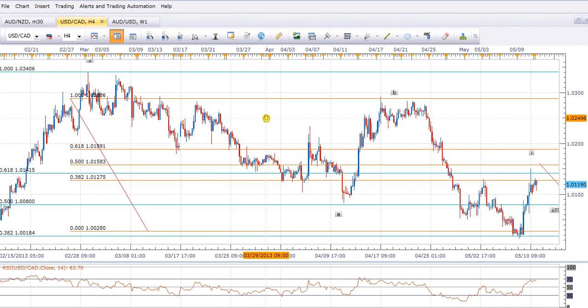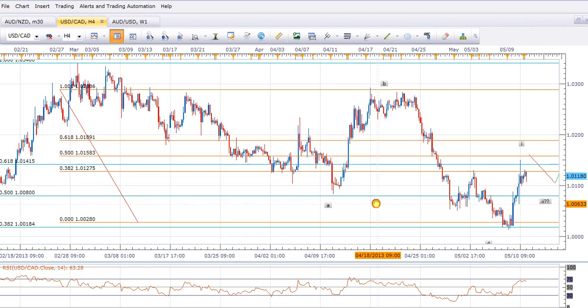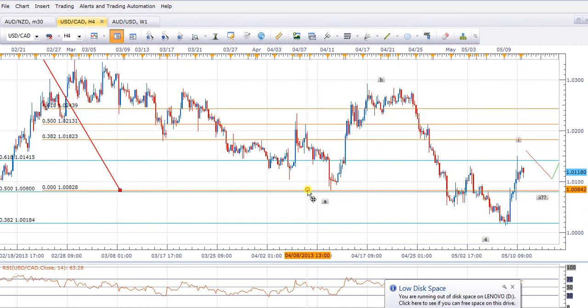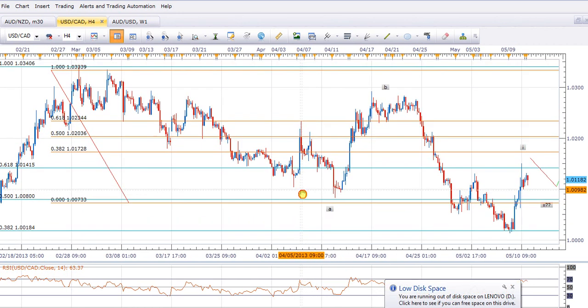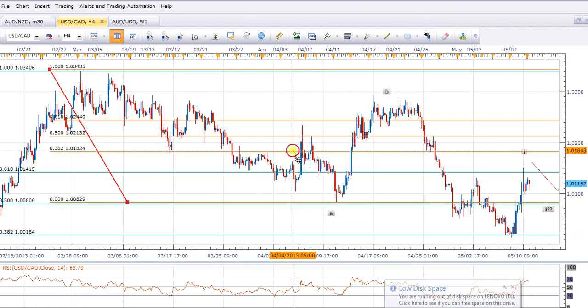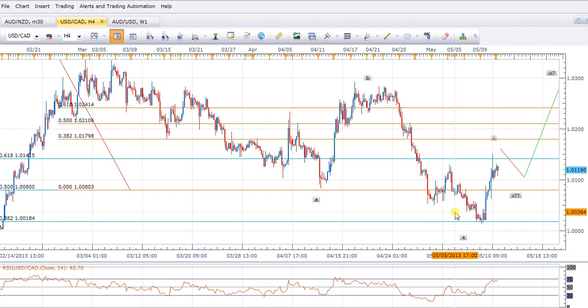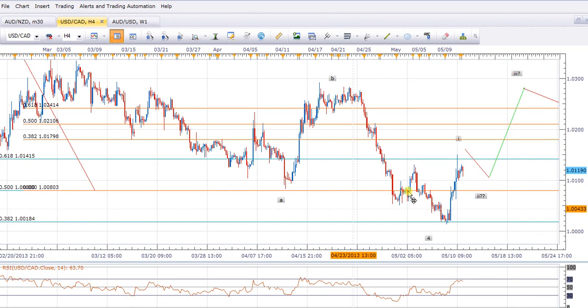As you see, wave A and C were actually equal in distance, just looking at these orange fib lines to indicate that. Wave A and C were equal in distance, and it ended at that 38.2% fib level, which is about 1.00184. So it did not break parity, just flirted with it, and then it shot off from that.